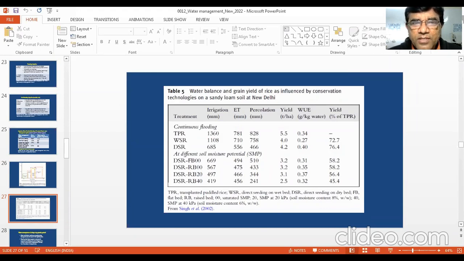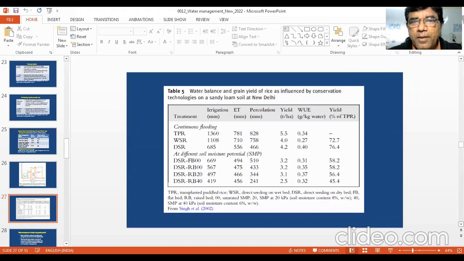So you can see if it is continuous flooding. Continuous flooding has got three different methods. Methods of establishment. TPR is transplanted pudded rice. WSR is wet seeded rice. DSR is direct seeded rice. So you can see quantity of irrigation required. In TPR, it was 1360 millimeter. In WSR, it was 1108 millimeter. In DSR, it was 685 millimeter.